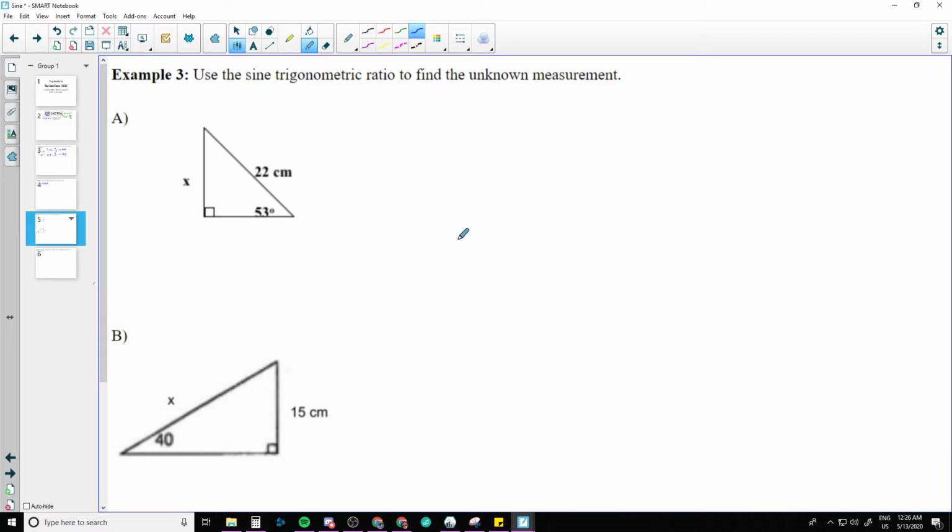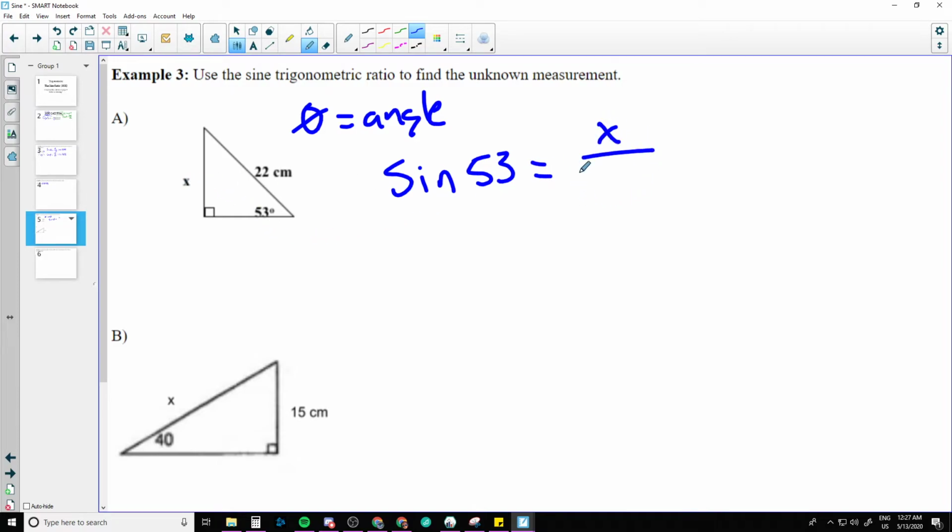Okay. Last week we talked about solving for sides using tangent. This week we're going to talk about solving a side using the sine ratio. So we have 53 degrees here. Remember that theta is always the angle. So sine of 53 degrees, that is really messy. Let's try it again. Sine of 53 equals, the opposite side is this x over the hypotenuse, which is 22.